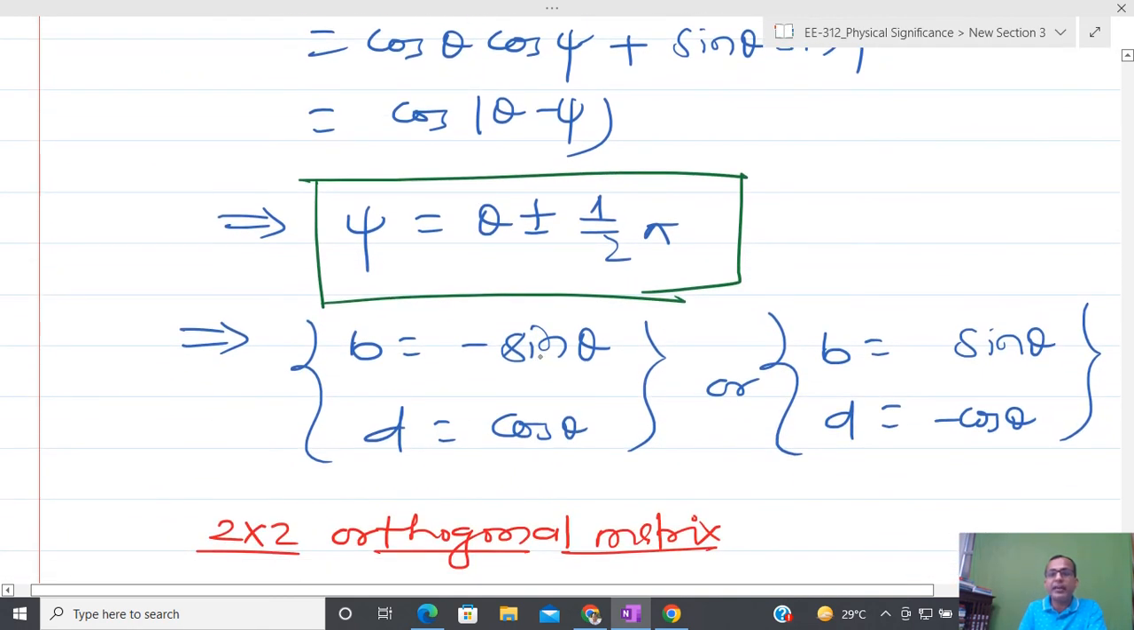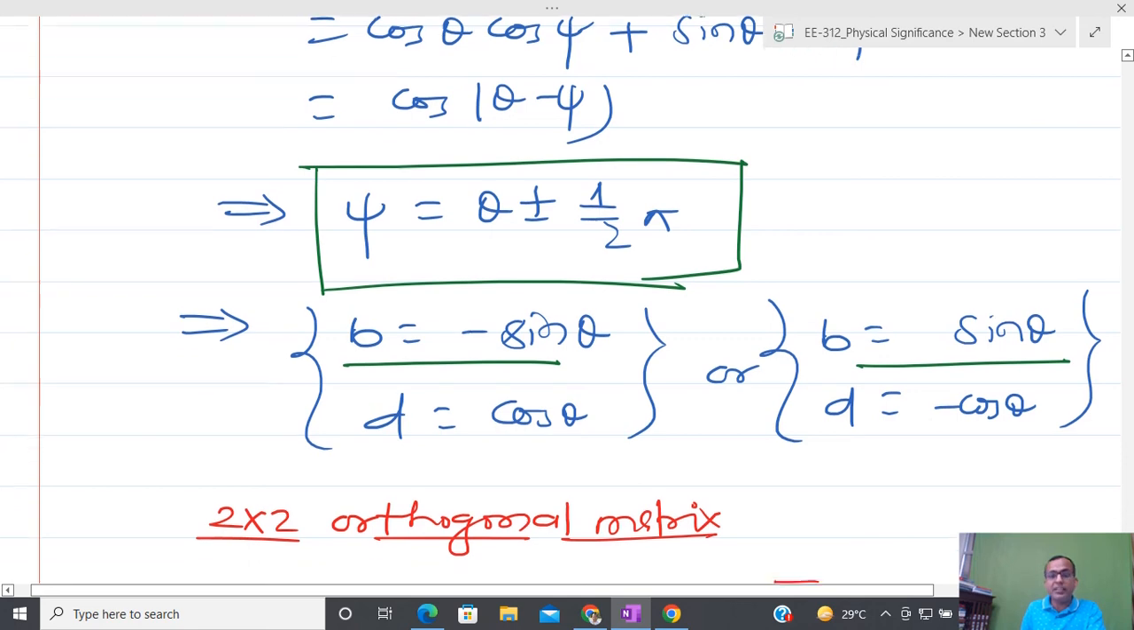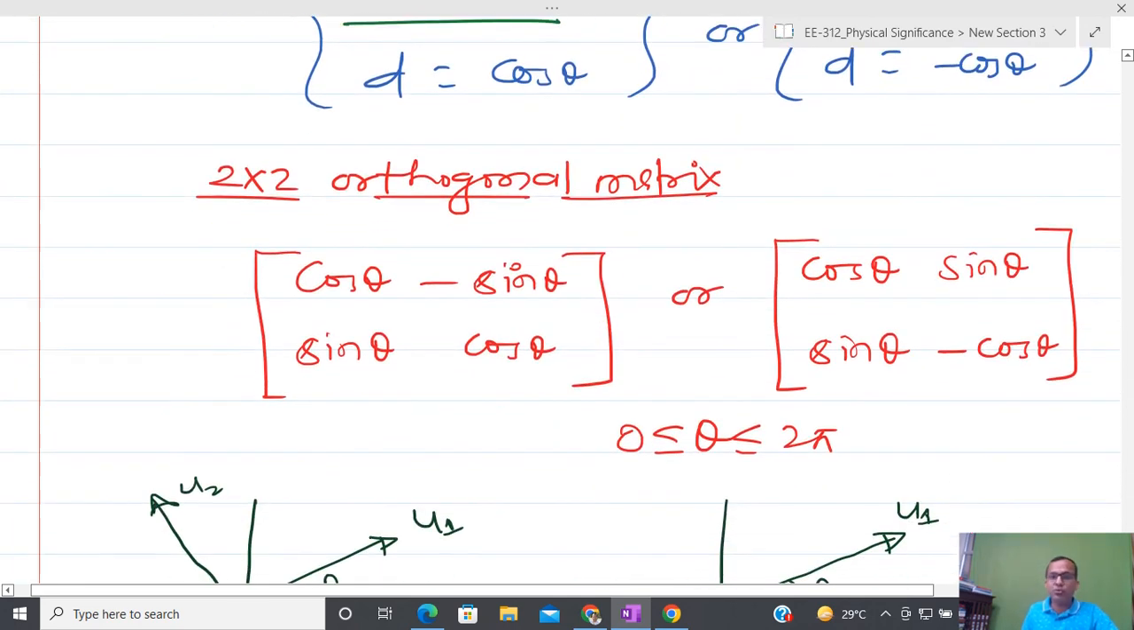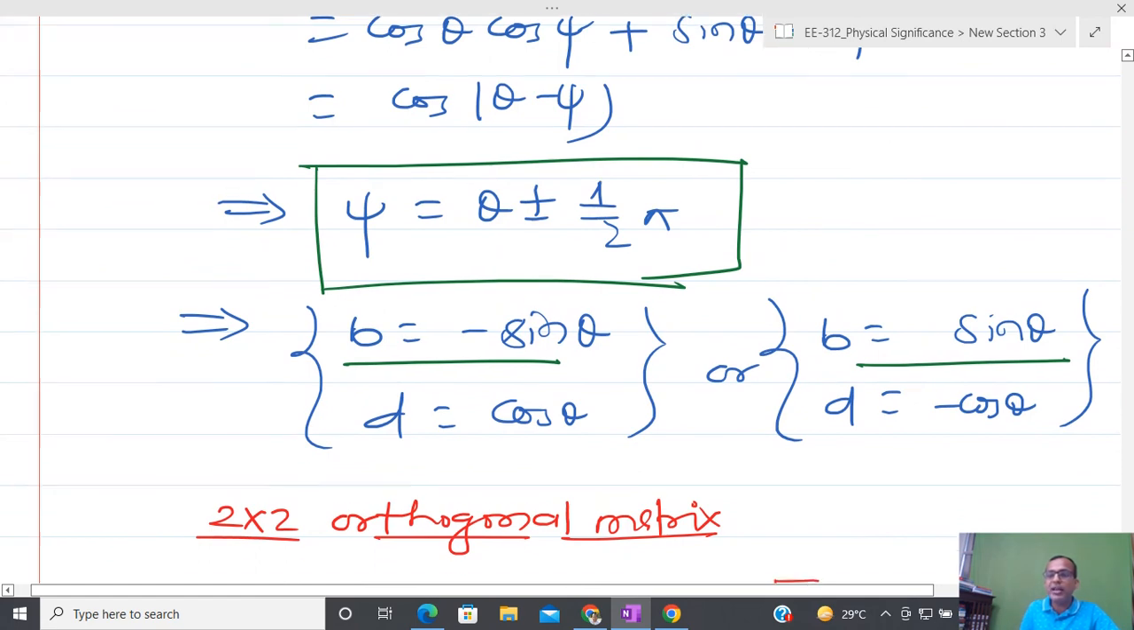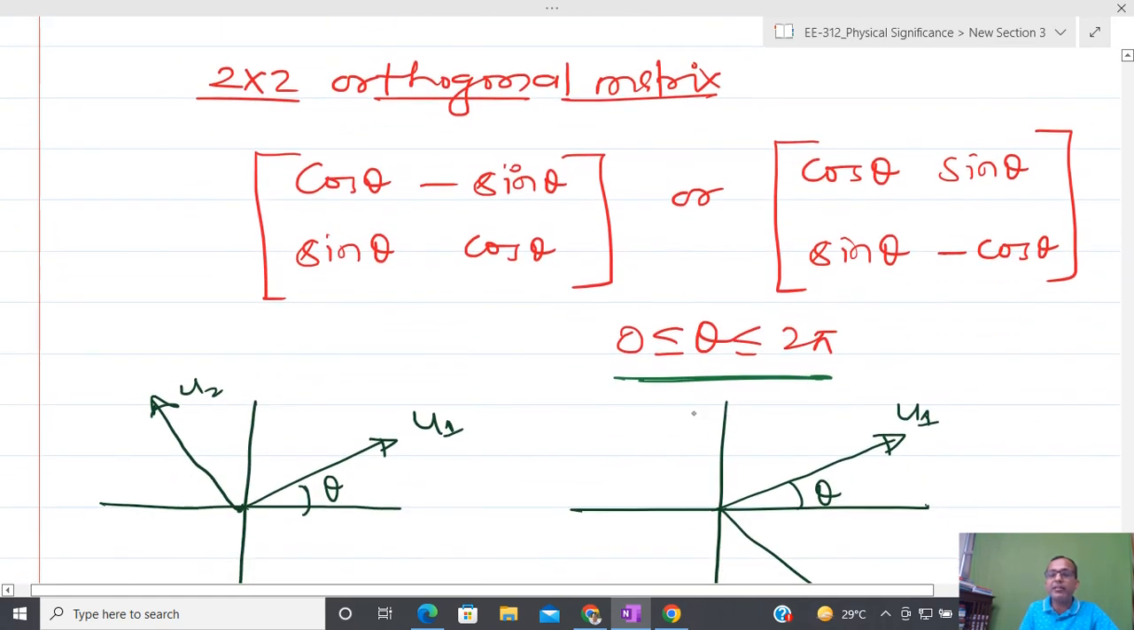minus sin theta. So I have two choices, either plus sign or minus sign, and due to that I have two choices: B as minus sin theta or B as sin theta. Correspondingly, I have D as cos theta and D as minus cos theta. In this way, I can construct the 2 cross 2 orthogonal matrix, that is cos theta, minus sin theta, and cos theta. And another one is like this. Since I am assuming that this kind of relationship is used during construction, I am restricting theta to lie between 0 and 2 pi.